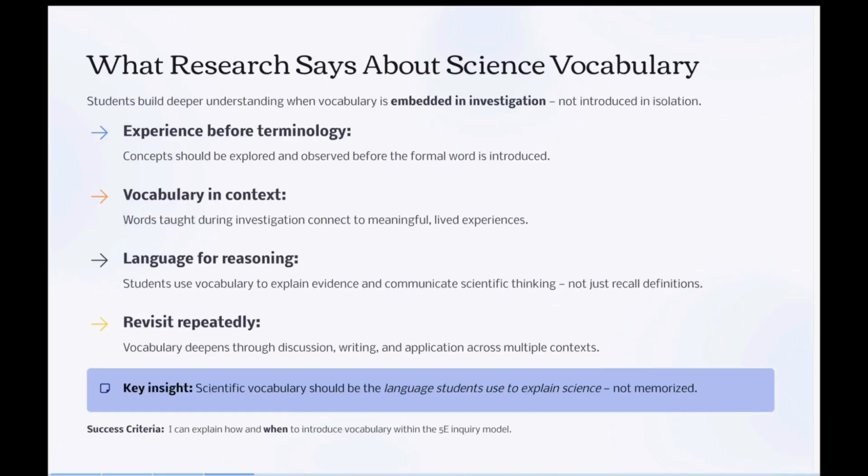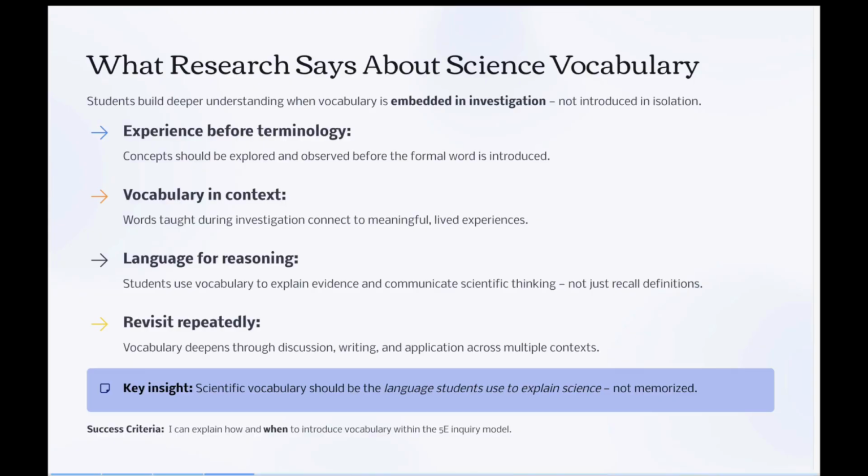Here's what research says about science vocabulary. Students build deeper understanding when vocabulary is embedded in investigation, not introduced in isolation. So students need experience before terminology. Concepts should be explored and observed before the formal words are introduced. They need vocabulary in context. Words taught during investigation connect to meaningful lived experiences.